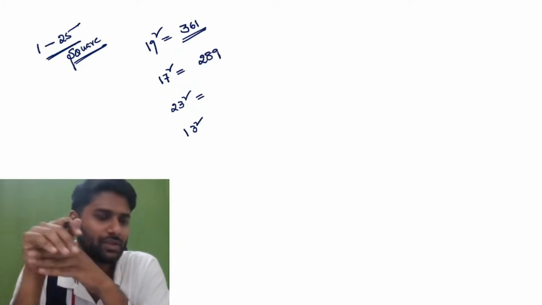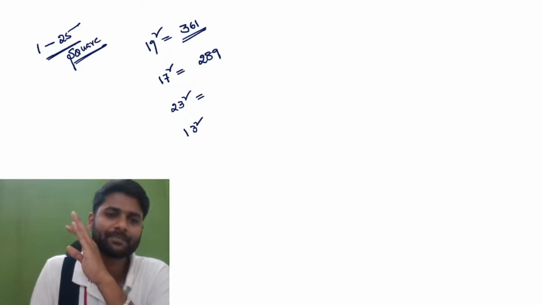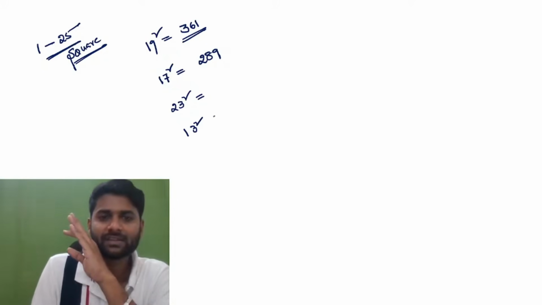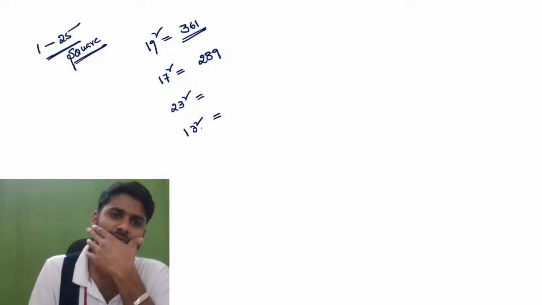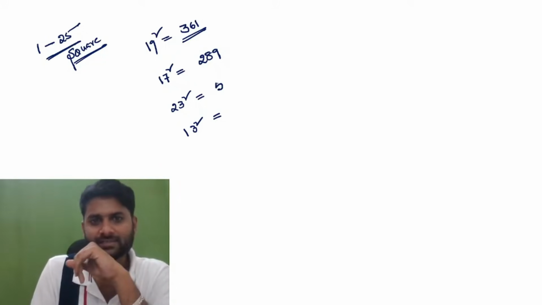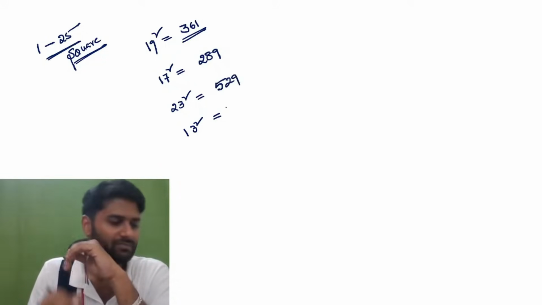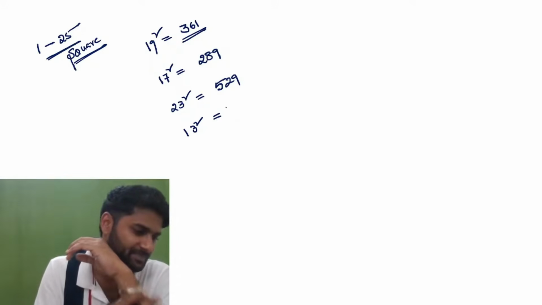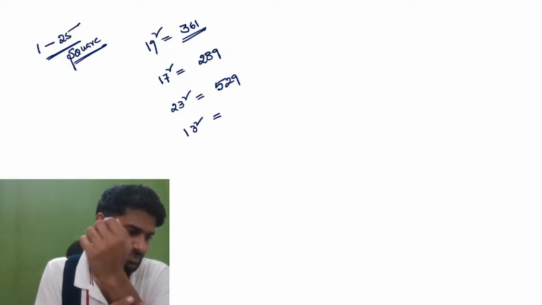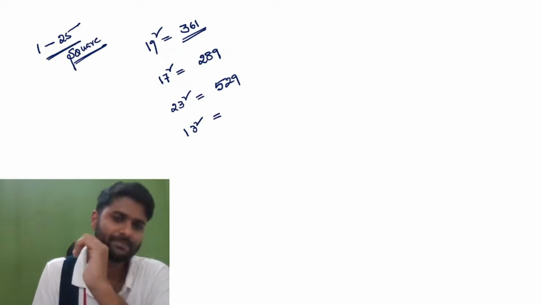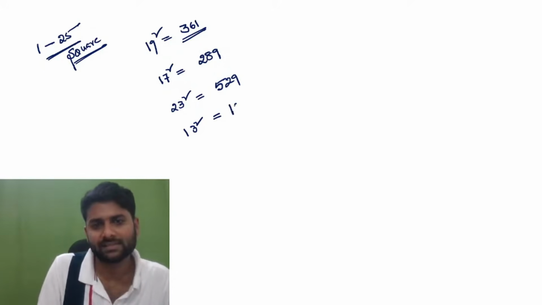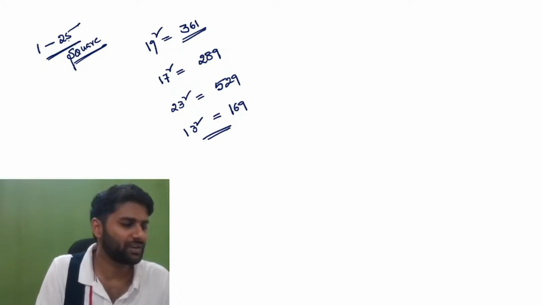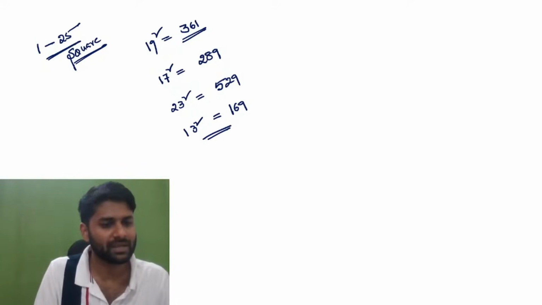Jyoti, 23 square. What is the value of 23 square? 17 square is 289, yes. What about 23 square? So 23 square is 429. 13 square, yes. Bhavana, Jyotirmay, Raji, good. 13 square value is 169.